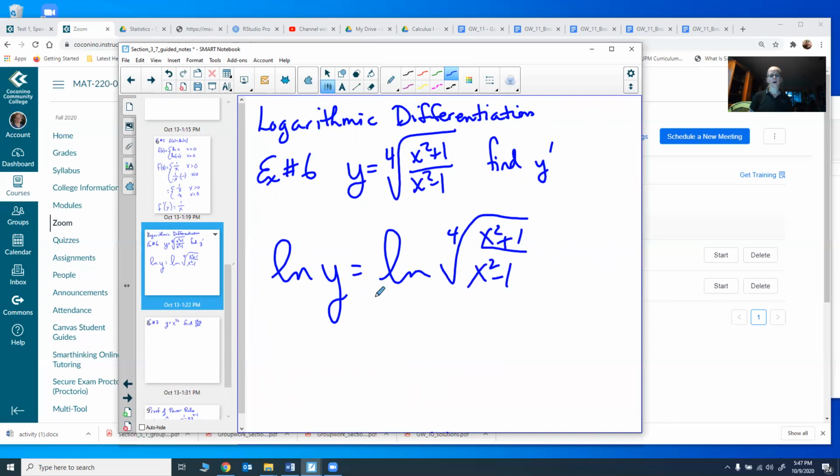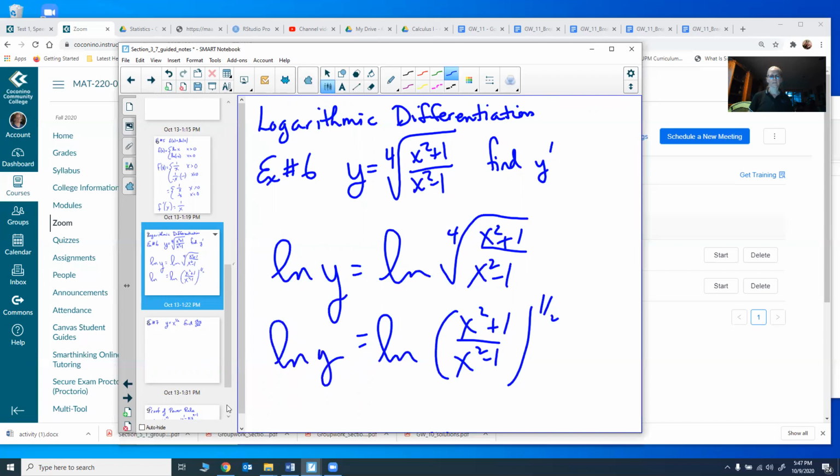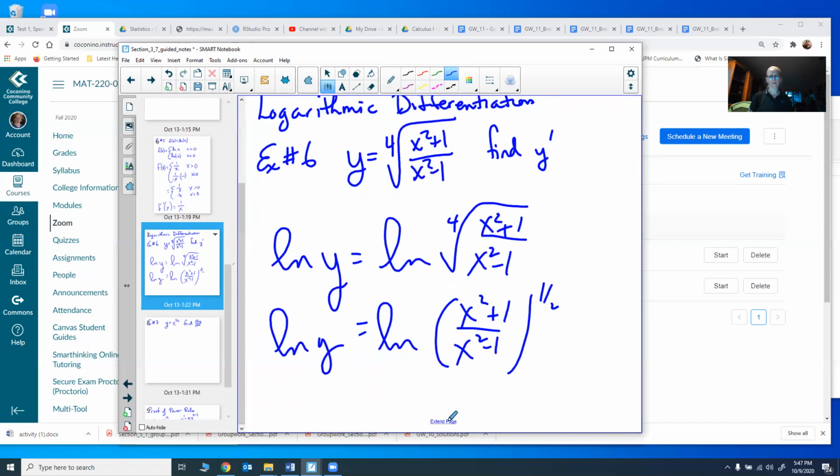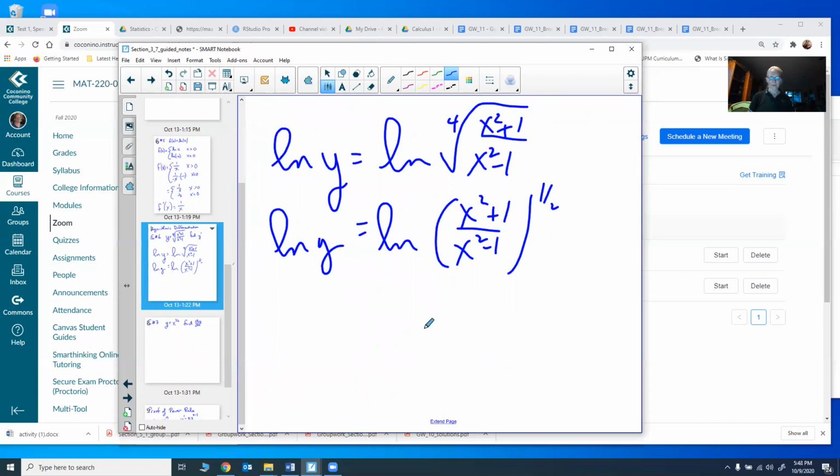So we have the natural log of y equals the natural log of the 4th root of x squared plus 1 over x squared minus 1. Well, again, the fourth root I can write as a power function. This would be x squared plus 1 over x squared minus 1 to the 1/4 power. So we have the natural log of that, and that equals the natural log of y. And then remember that I can bring that 1/4 down in front. And I also have the natural log of a quotient, and I can separate that out into the natural log of the top minus the natural log of the bottom.